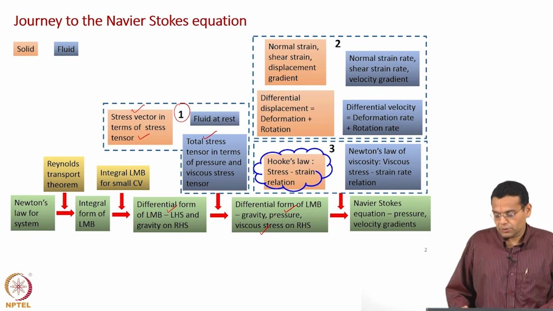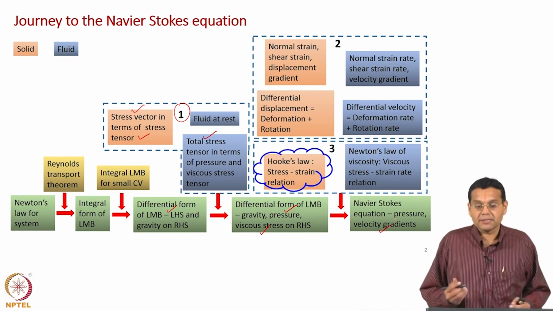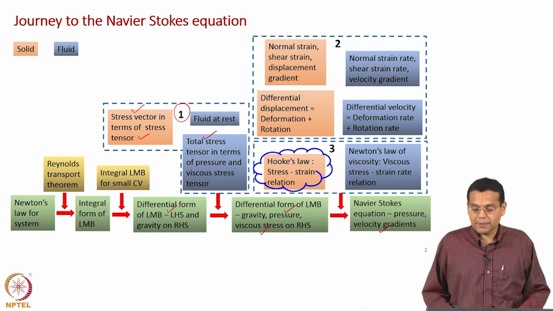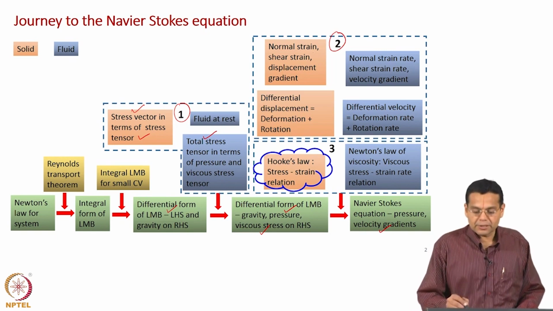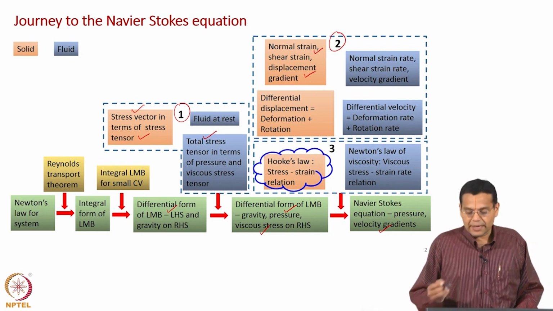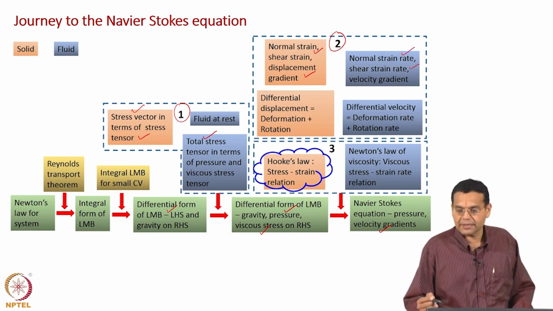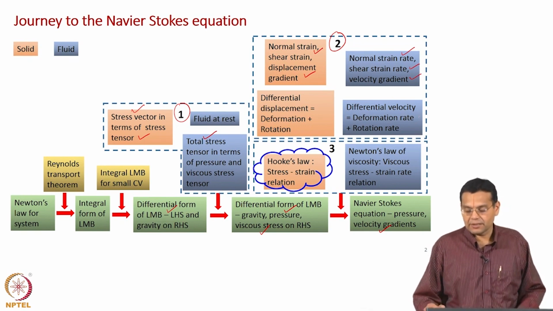Now, those viscous stress terms had to be expressed in terms of velocity gradients, that is where we discussed closure. To understand velocity gradients, we need to understand displacement gradient. So, we made a second visit to solid mechanics, understood strain, displacement gradient, and then the strain tensors. Then we extended that knowledge to fluid mechanics, understood normal strain rate, shear strain rate, velocity gradient, and the strain rate tensor or the deformation rate.